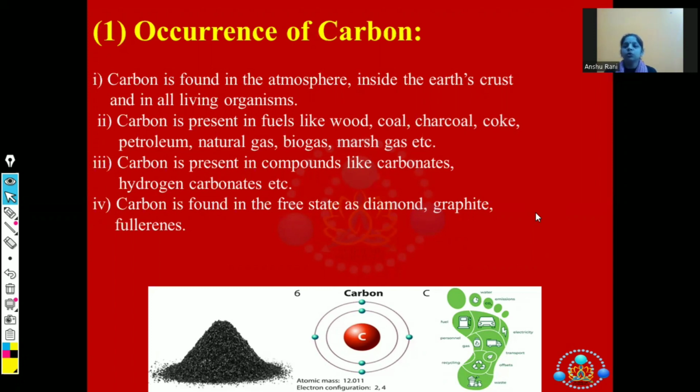Carbon is the most versatile element present around you. Without carbon, you can't imagine your life. Even your clothes, your food, medicines, pesticides, insecticides, whatsoever are the things around you, most of them are made up of carbon in one form or another. Either they are direct carbon compounds or they are derivatives of carbon.